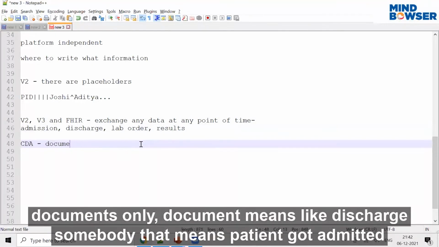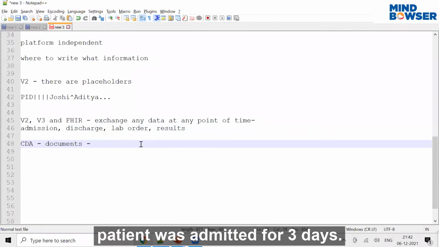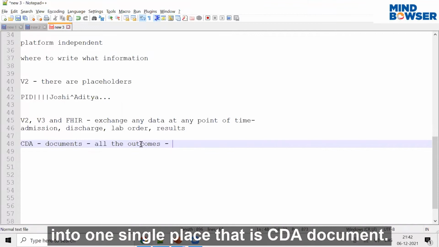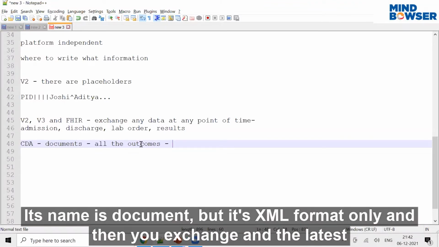Documents only. Documents means like a discharge summary. That means the patient got admitted, and was admitted for 3 days. Whatever happened in those 3 days, you collate all the outcomes and put them into one single place, that is a CDA document. Its name is document, but it's XML format only, and then you exchange.